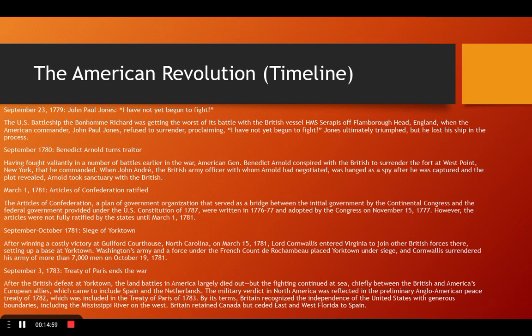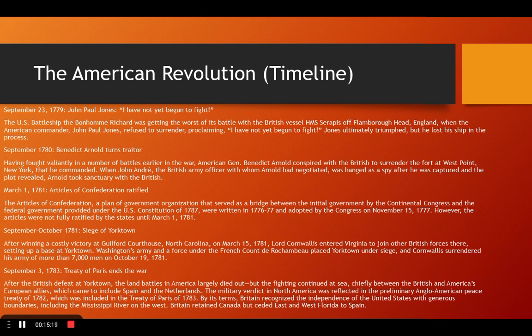September 3rd, 1783. Treaty of Paris ends the war. After the British were defeated at Yorktown, the land battles in America largely died out, but the fighting continued at sea, chiefly between the British and America's European allies, which came to include Spain and the Netherlands.